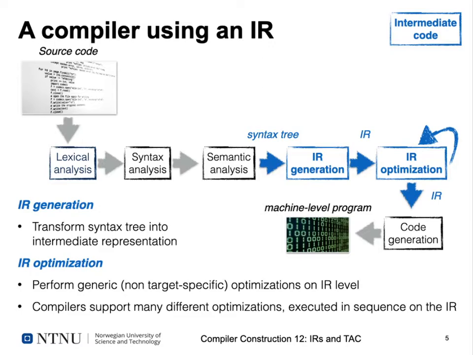So we have these two additional steps: IR generation, which transforms our syntax tree, which we got as a result of syntax and semantic analysis, into our intermediate representation. And when we have this common intermediate representation, we can now optimize this, so we can perform generic, so non-target, non-machine level specific optimizations on that level. And there are a large number of different optimizations. LLVM literally has hundreds of them, and most of them are executed in sequence on the intermediate representation of our program.